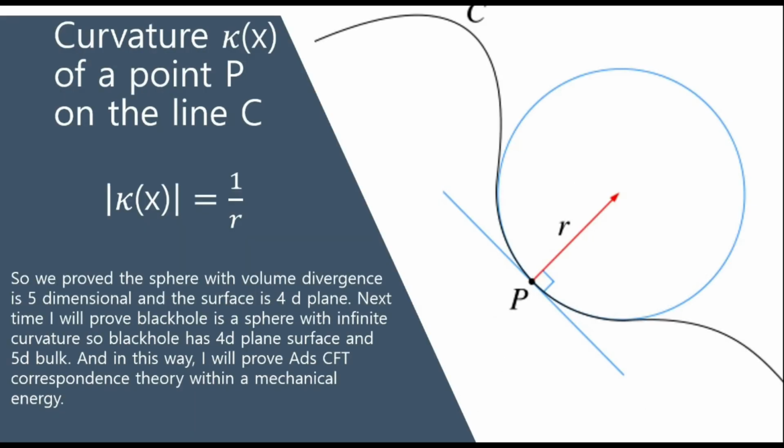So we proved the sphere with volume divergence is 5-dimensional and the surface is a 4D plane. Next time I will prove a black hole is a sphere with infinite curvature, so a black hole has a 4D plane surface and 5D bulk. And in this way I will prove the ADS-CFT correspondence theory within the mechanical energy.